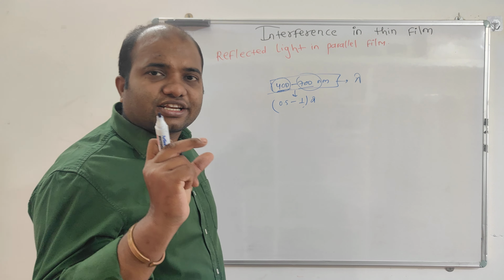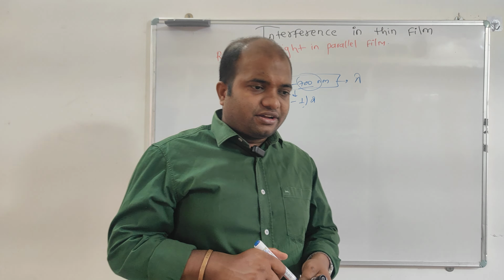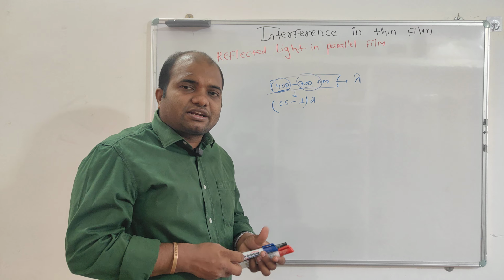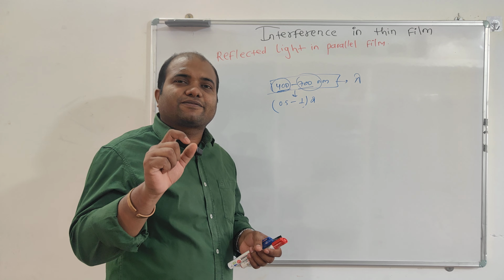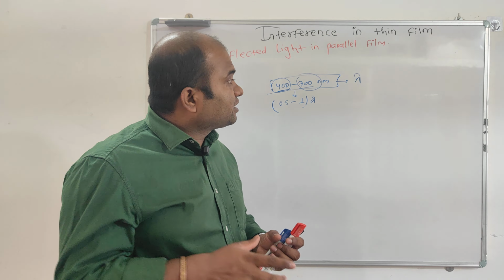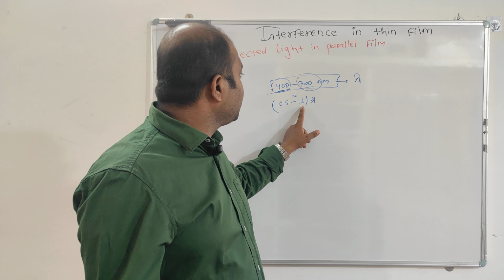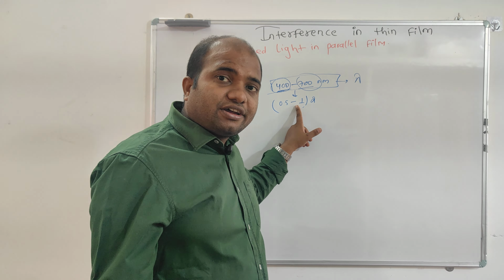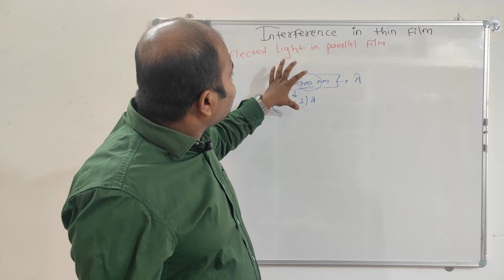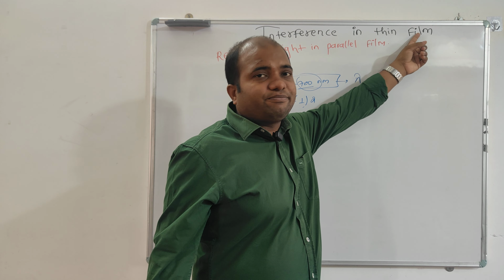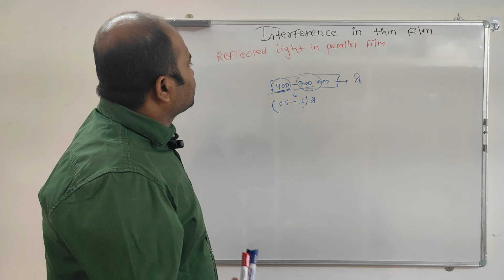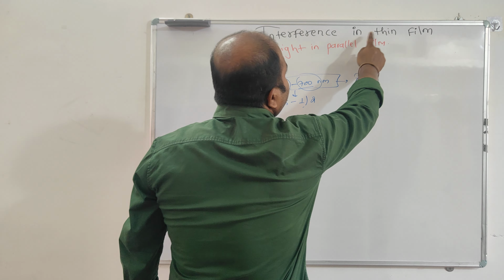So if such thickness is there in the optical medium, that thickness can be made up of glass, it can be made up of air, or it can be made up of some other liquid materials. But if the thickness is up to 0.5 to 1 lambda, then that thickness of that optical medium is called a thin film. You're getting it? So we have understood what is a thin film.